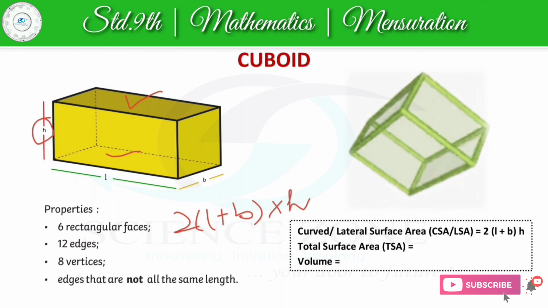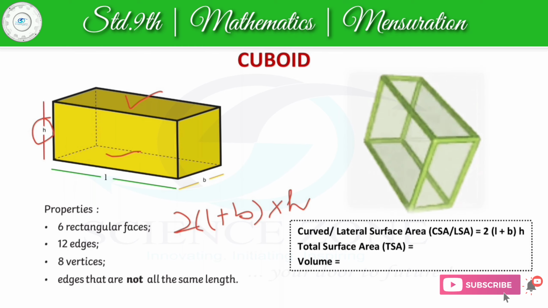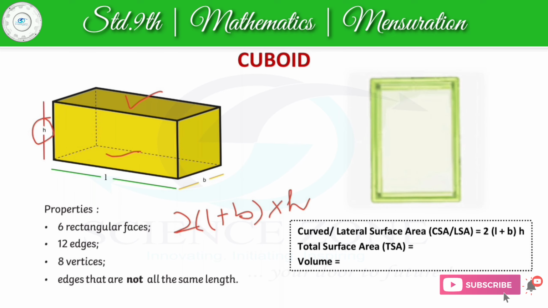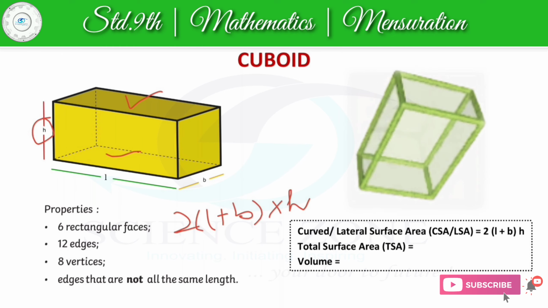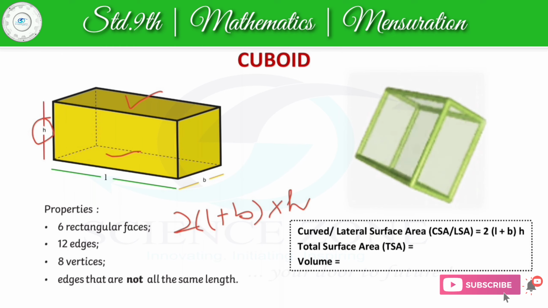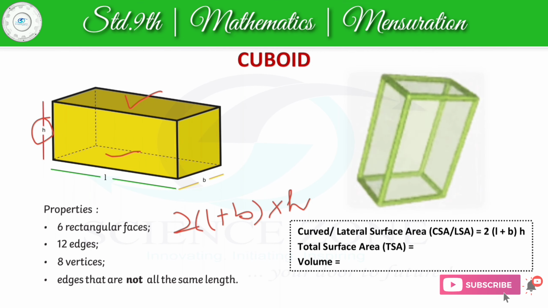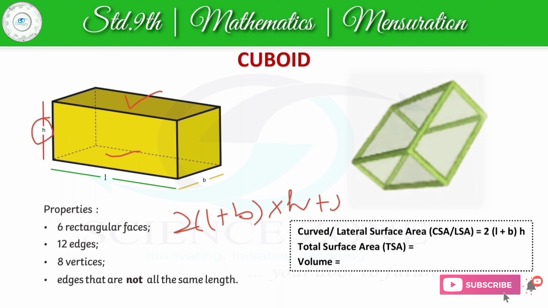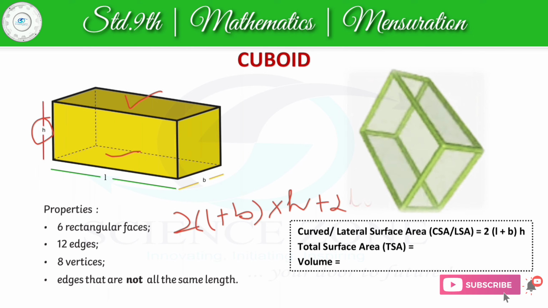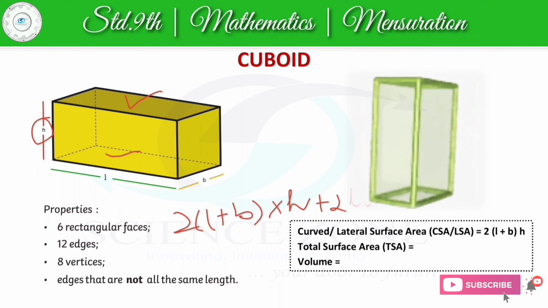Now to find its total surface area, we have to add the area of top and area of bottom also. The top and bottom are rectangles. The area of a rectangle is L into B. So we have to add twice L into B. Now what will be the formula?